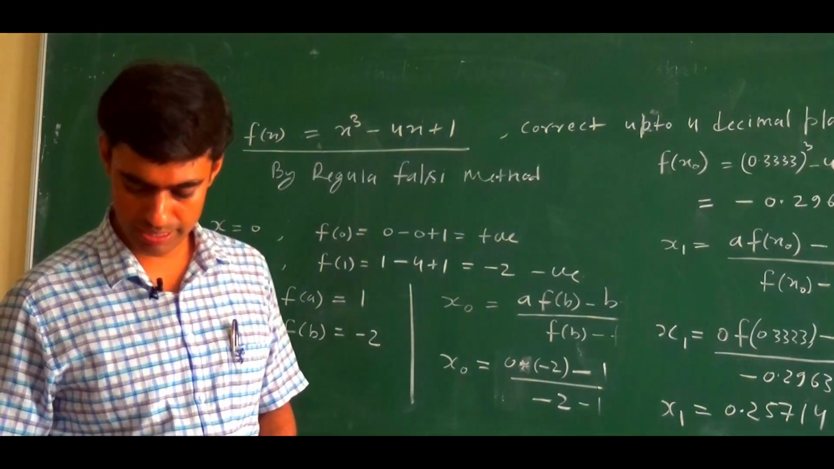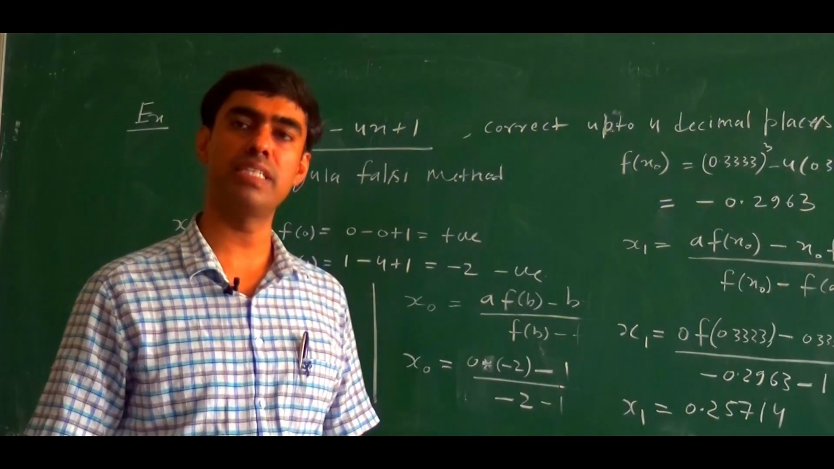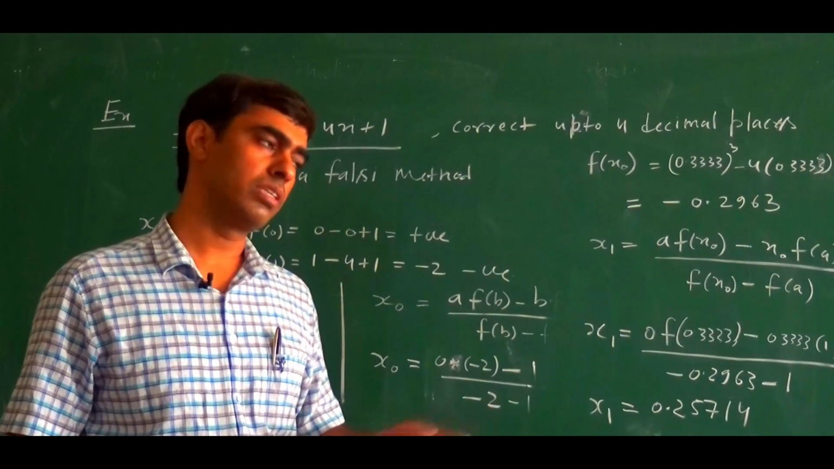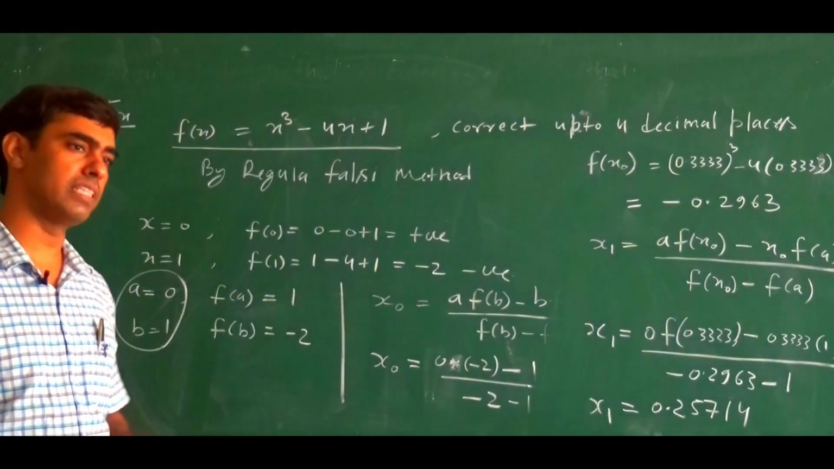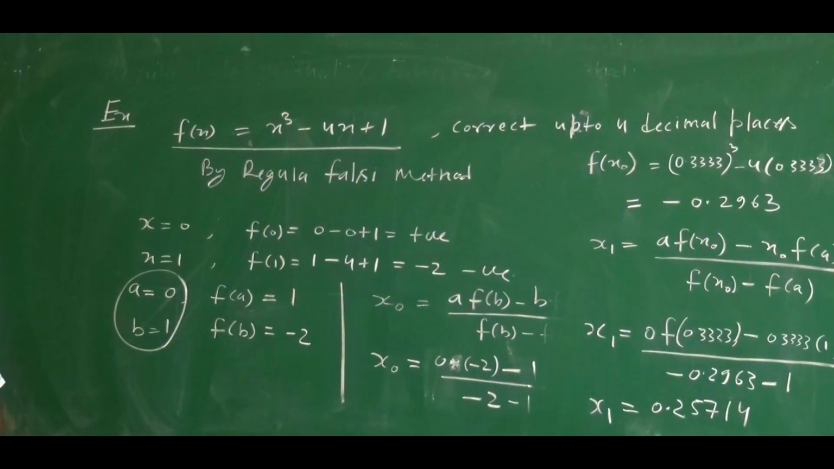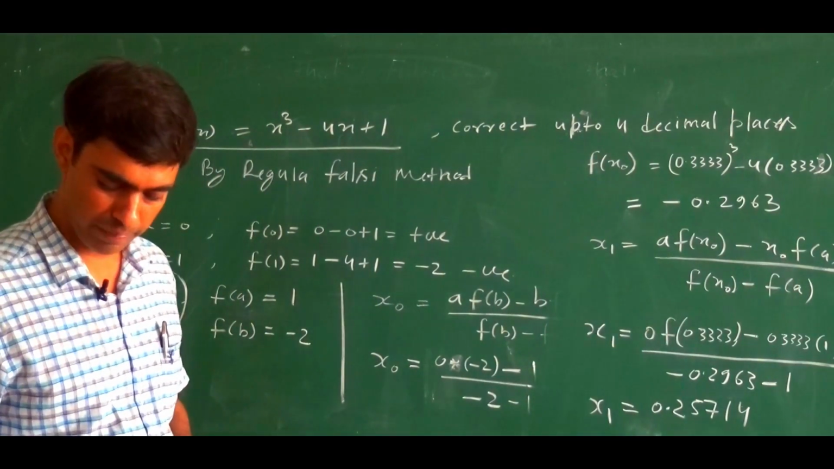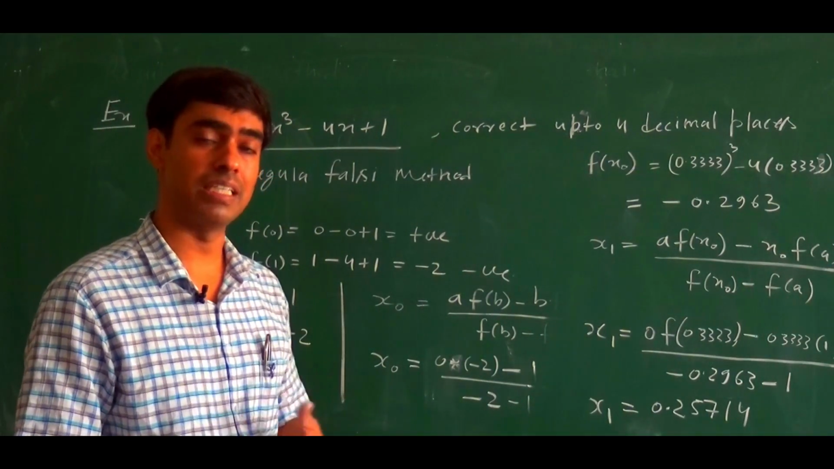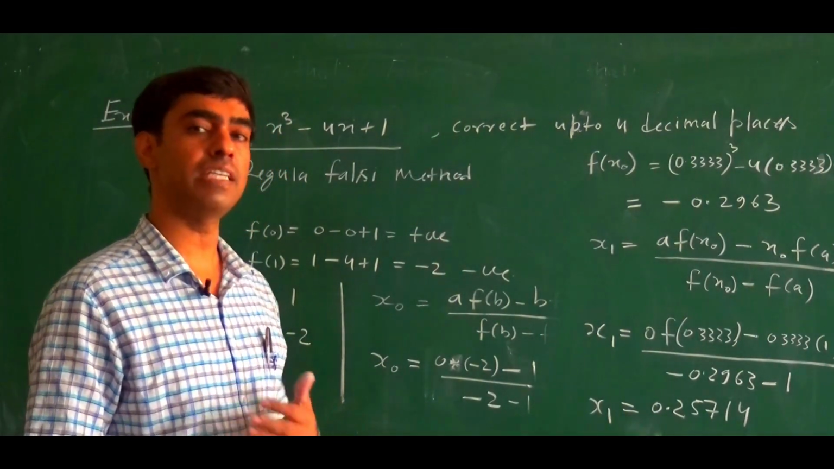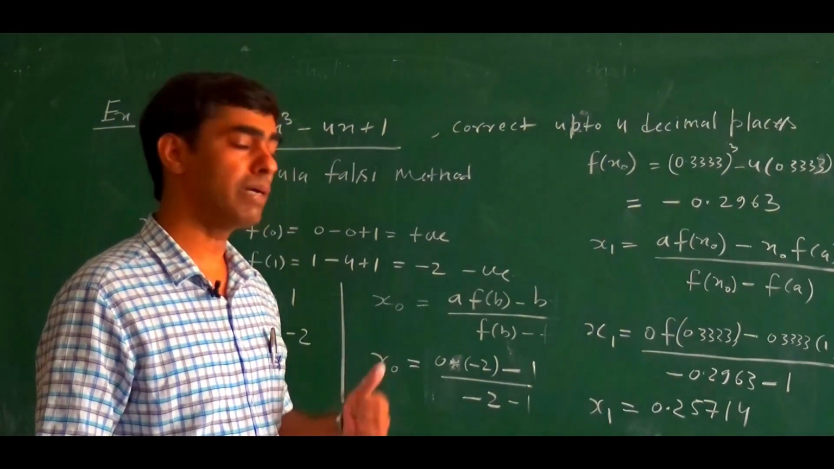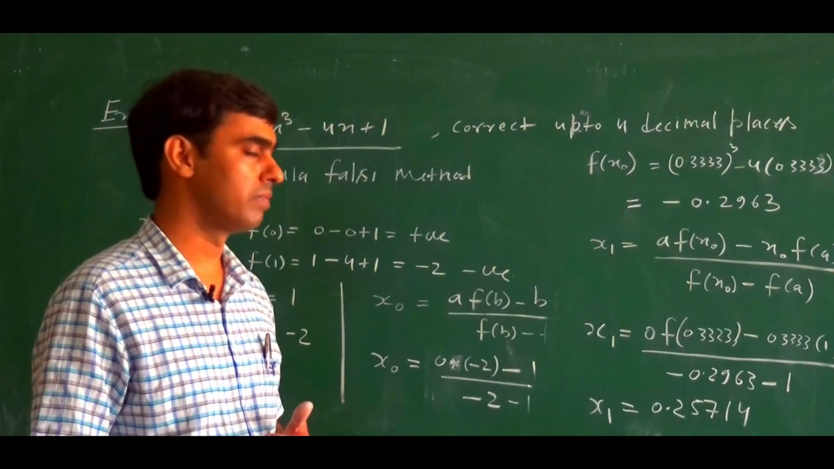Although the rate of convergence of both the bisection method and the Regula Falsi method is 1, meaning the rate of convergence of the Regula Falsi method is also 1, and the rate of convergence of the bisection method is 1. But the Regula Falsi method performs much better in terms of number of iterations in comparison to the bisection method.